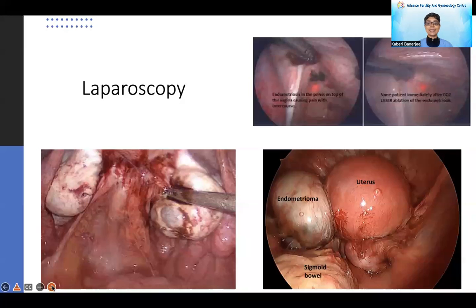Laparoscopy is the gold standard. Laparoscopy is a surgical examination, keyhole surgery, whereby by introducing a telescope into the abdomen, the gynecologist is able to diagnose and in many cases treat endometriosis.